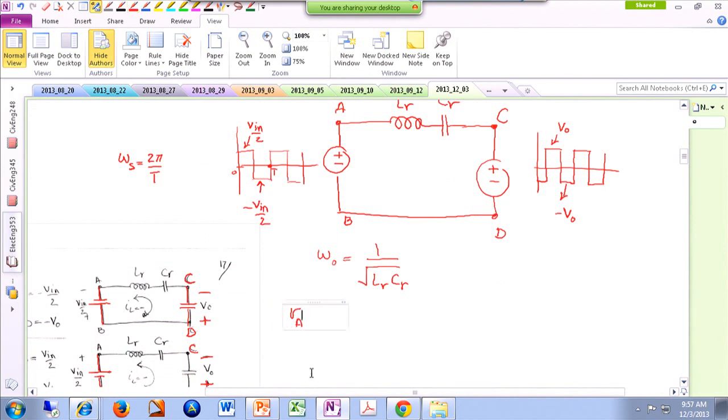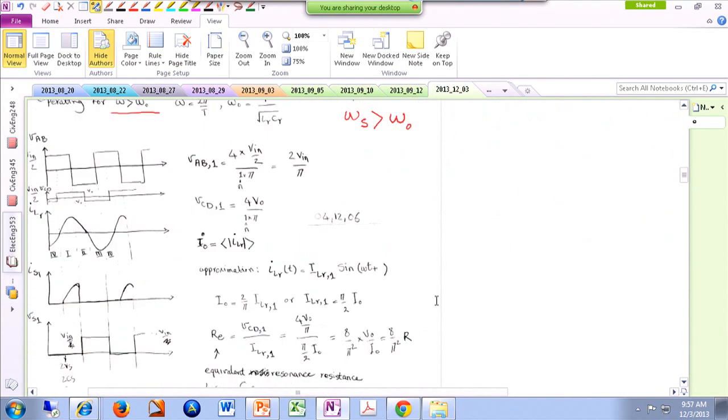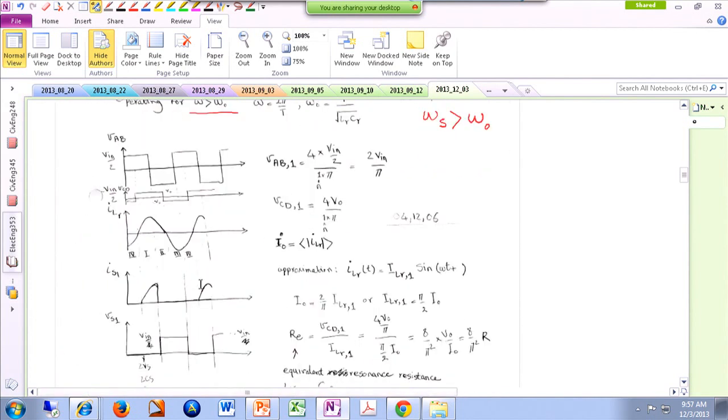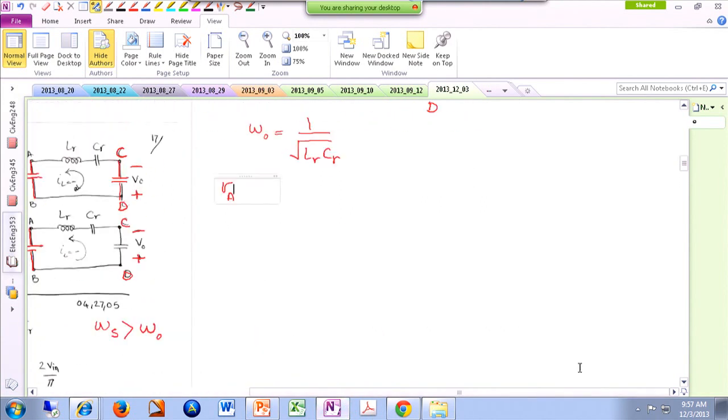Or maybe even before doing that, let me just give you some waveforms first. Maybe I should just redraw these figures over here. All right, so let's look at VAB. We already drew it. It's a periodic waveform, and 50% of the time you are at Vin over 2, and the other 50% you are at negative Vin over 2.